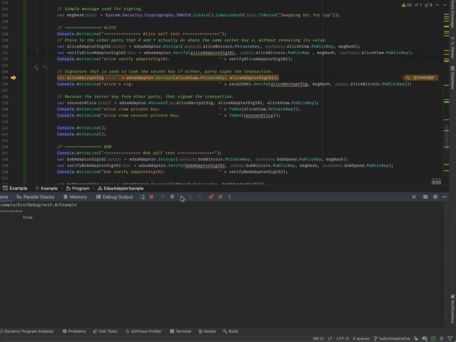Then she's going to verify that they indeed share the same private key as the encrypted key that they're going to leak, right? So he verifies it, he goes and checks it, and it comes back as true. Now Alice is satisfied that her self-test is working.